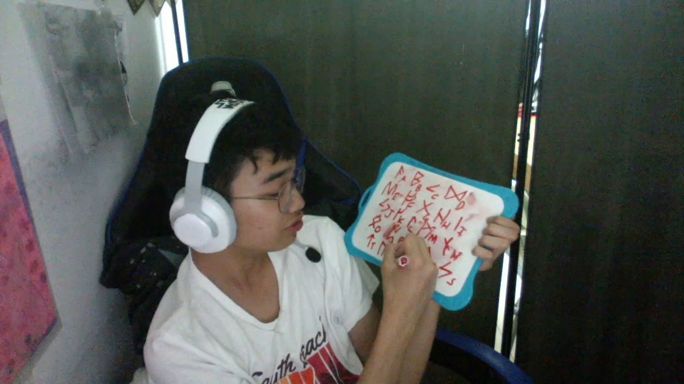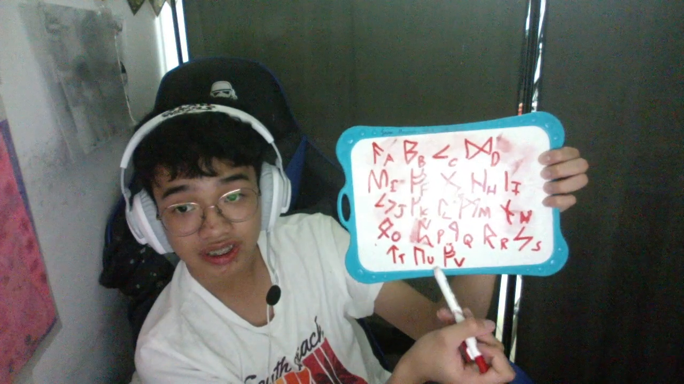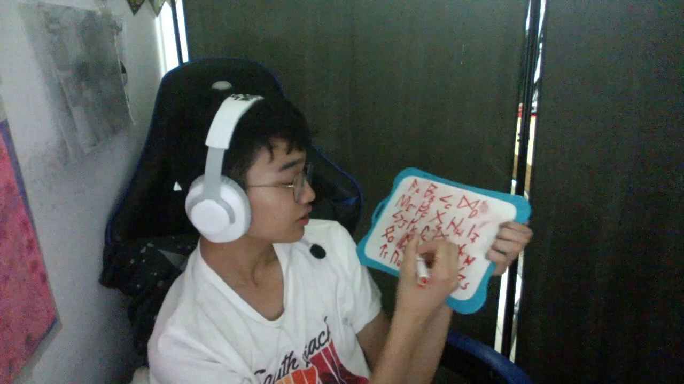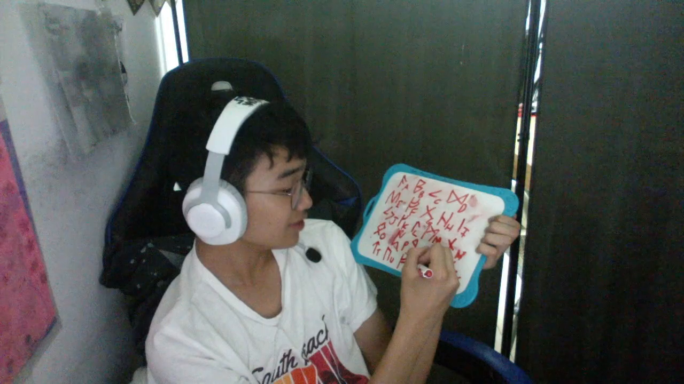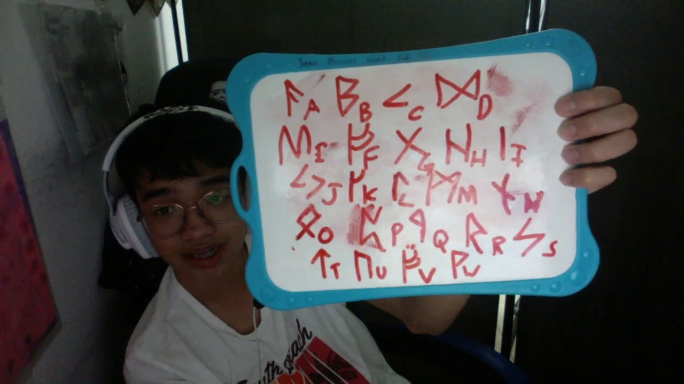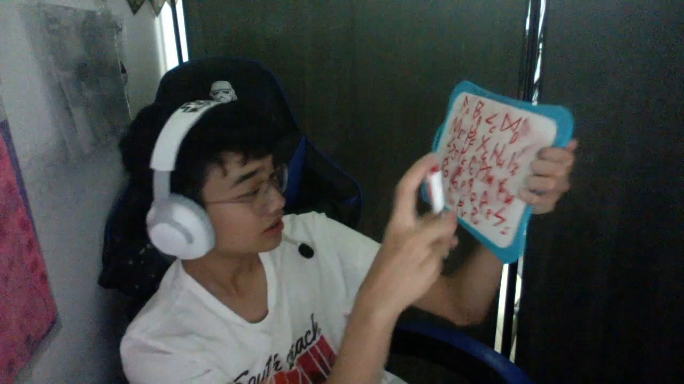T-U-V. This is V. The letter V is written like this. Okay? W is next. For W, it's located like this. It's now like a basic flag by now. So this is W right here next to V.